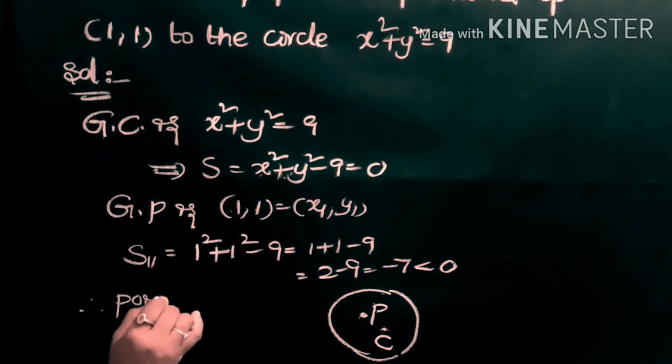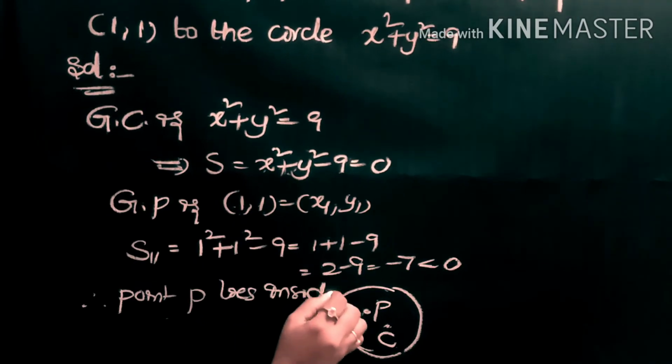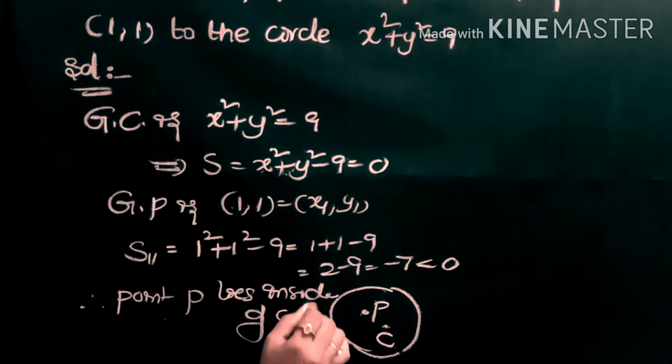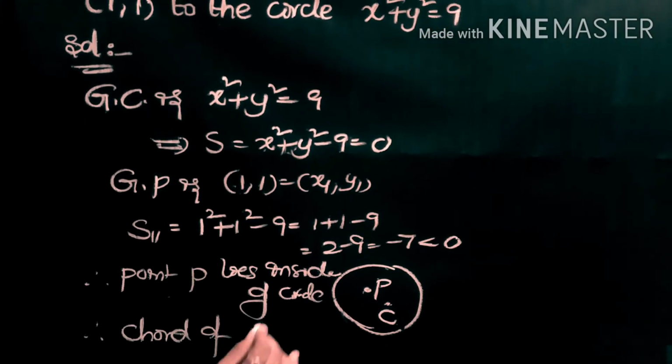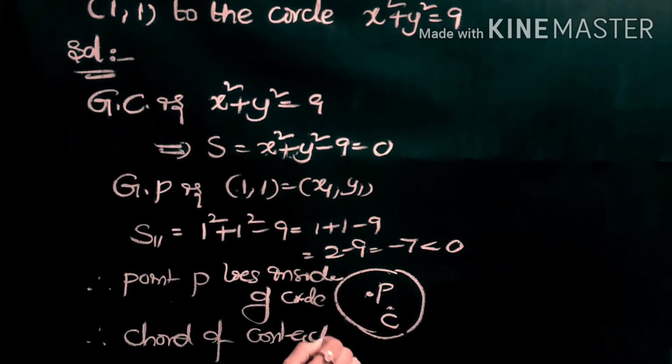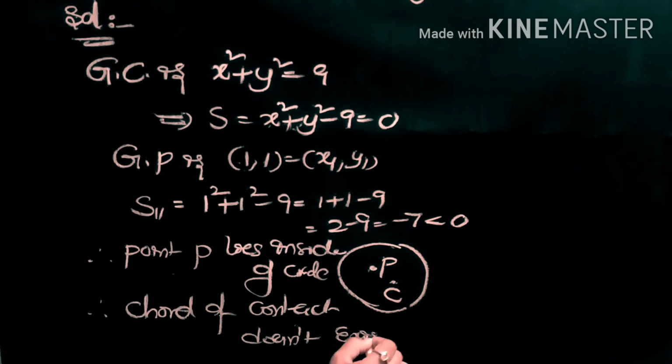Therefore the point P lies inside of the circle, so the chord of contact doesn't exist. That's it.